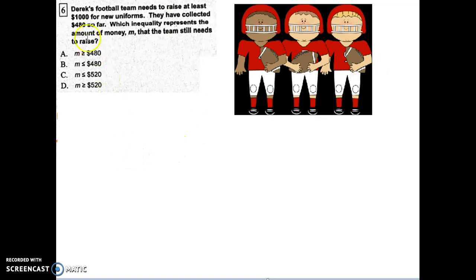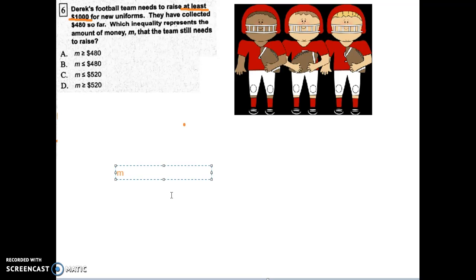Alright, let's see what we got here. Derek's football team needs to raise at least $1,000 for new uniforms. I'm just gonna highlight some words here. At least $1,000 for new uniforms. They have collected 480 so far. Which inequality represents an amount of money, M, that the team still needs to raise? So let's check this out. We're gonna put M.